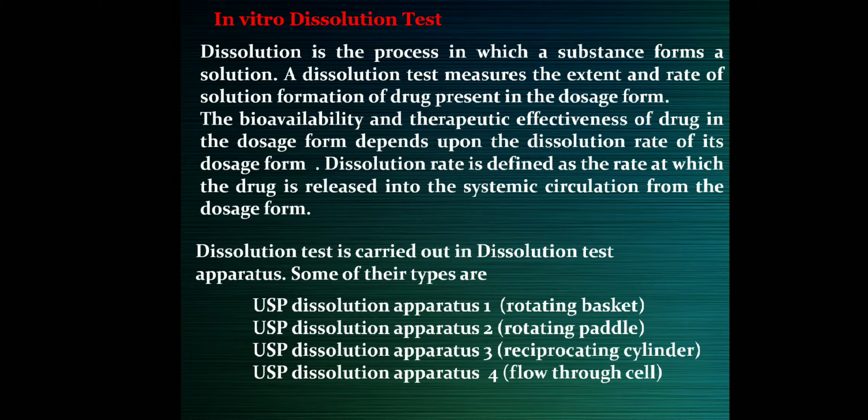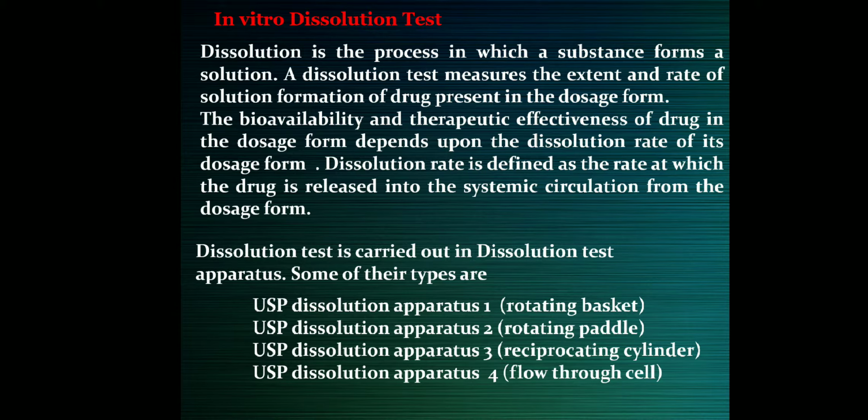Dissolution rate is defined as the rate at which the drug is released into the systemic circulation from the dosage form. And we cannot calculate or evaluate this every time in the in vivo media. So we have to carry it out in a dissolution apparatus. This is also called the in vitro bioavailability test. Dissolution test is carried out in a dissolution test apparatus. There are around 7 types.